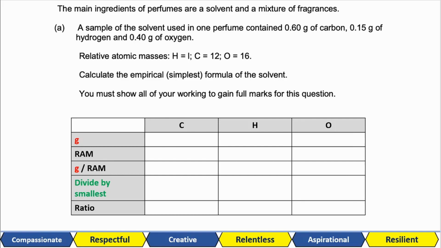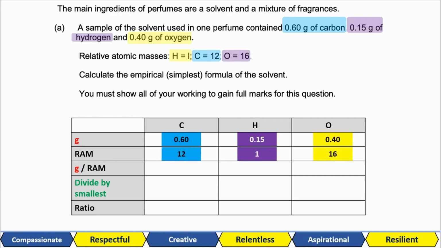From the question, we have 0.60 grams of carbon, 0.15 grams of hydrogen, 0.40 grams of oxygen. And then I add them into my table. The RAM of hydrogen is 1, the RAM of carbon is 12, and the RAM of oxygen is 16. And I add those to my table too.